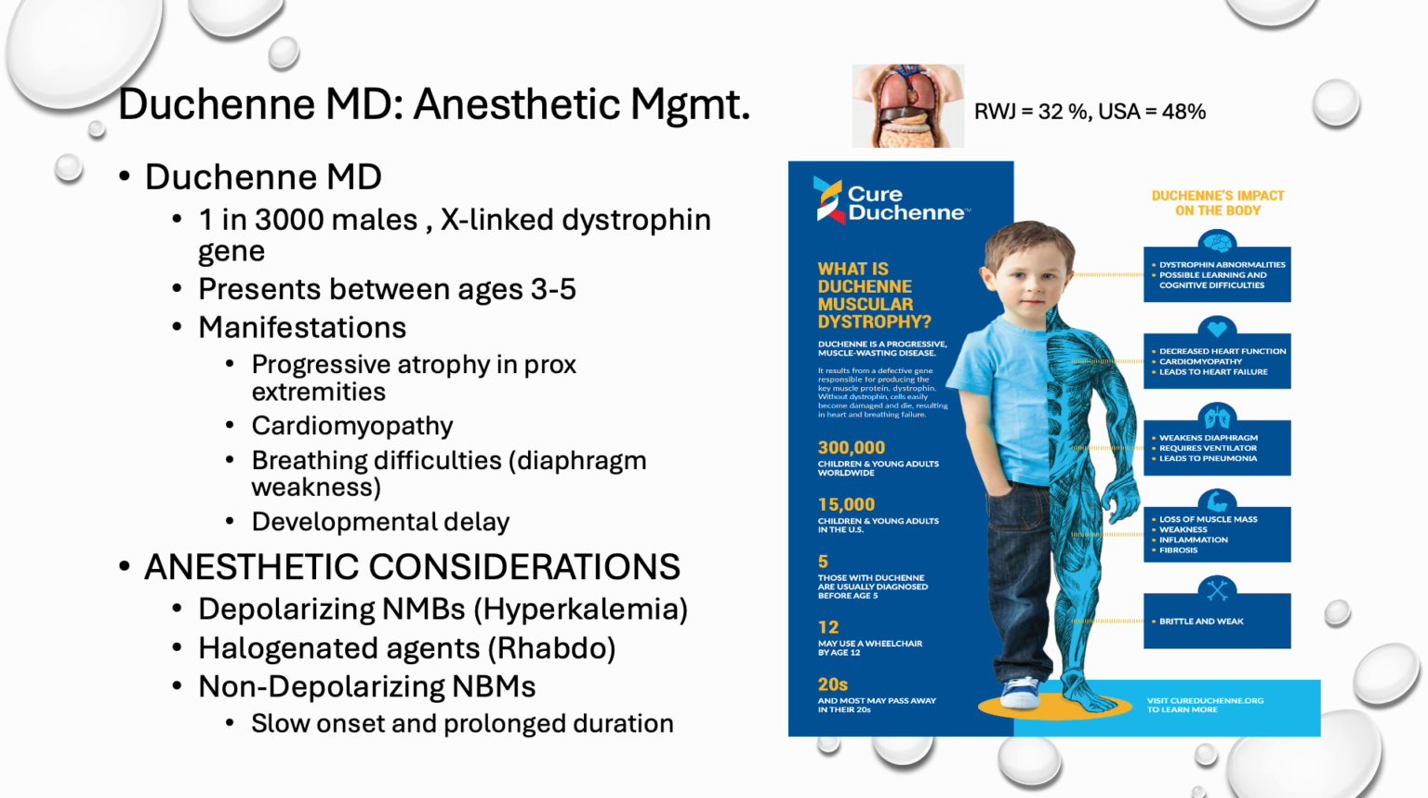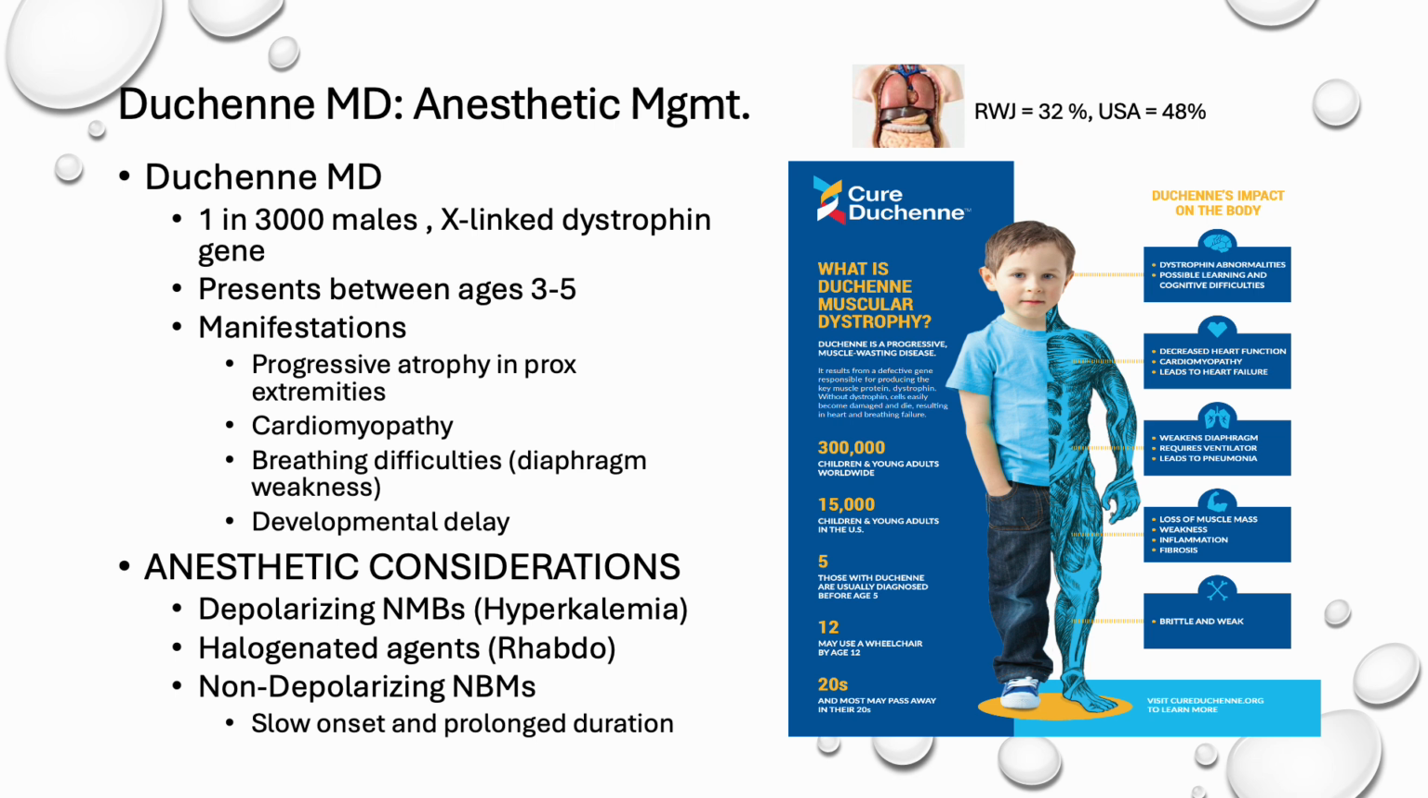Key characteristics of this disease include progressive muscle atrophy, most commonly seen in the proximal extremities, cardiomyopathy, and respiratory difficulties due mostly to diaphragm weakness. Some children experience developmental delay also. When providing anesthesia to these children, there are several key considerations to keep in mind.